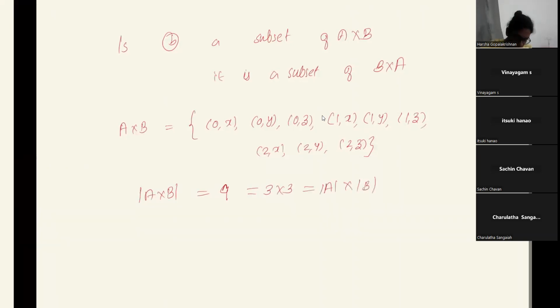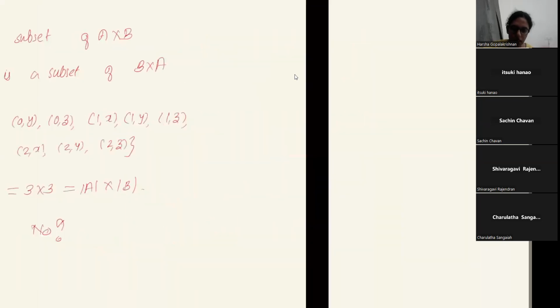Okay. And is A cross B equal to B cross A? In general, no. We already saw that above. In A cross B, in every tuple, the first element will be an element from A and the second will be an element from B. But in B cross A, we take the reverse order. Okay. Is there any doubt in this question? Okay. Good. Now let's move to the next question.